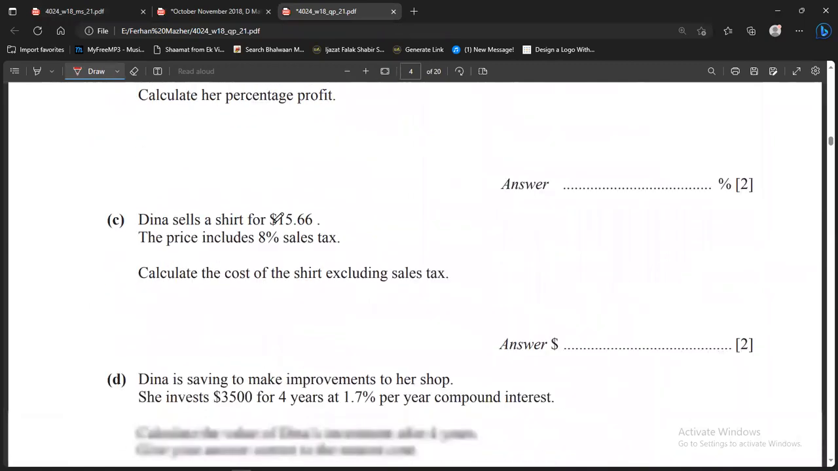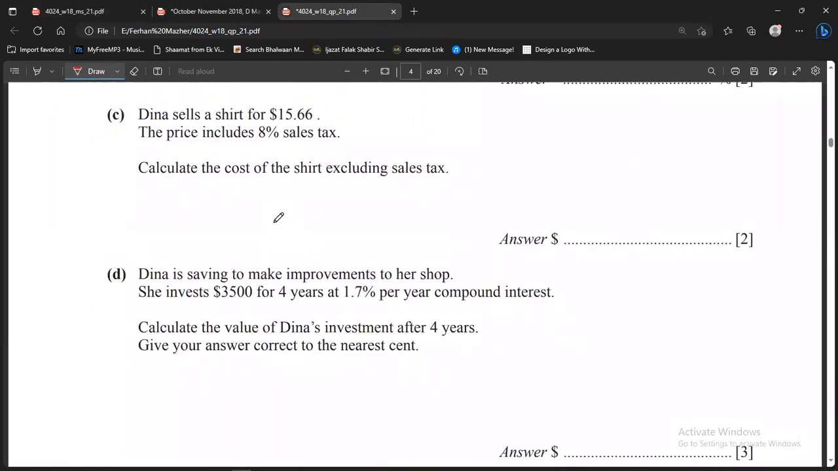Then we have, it says, Dinah sells a shirt for $15.66. The price includes 8% sales tax. Calculate the cost of the shirt excluding sales tax. Okay. So it's like a reverse percentage.